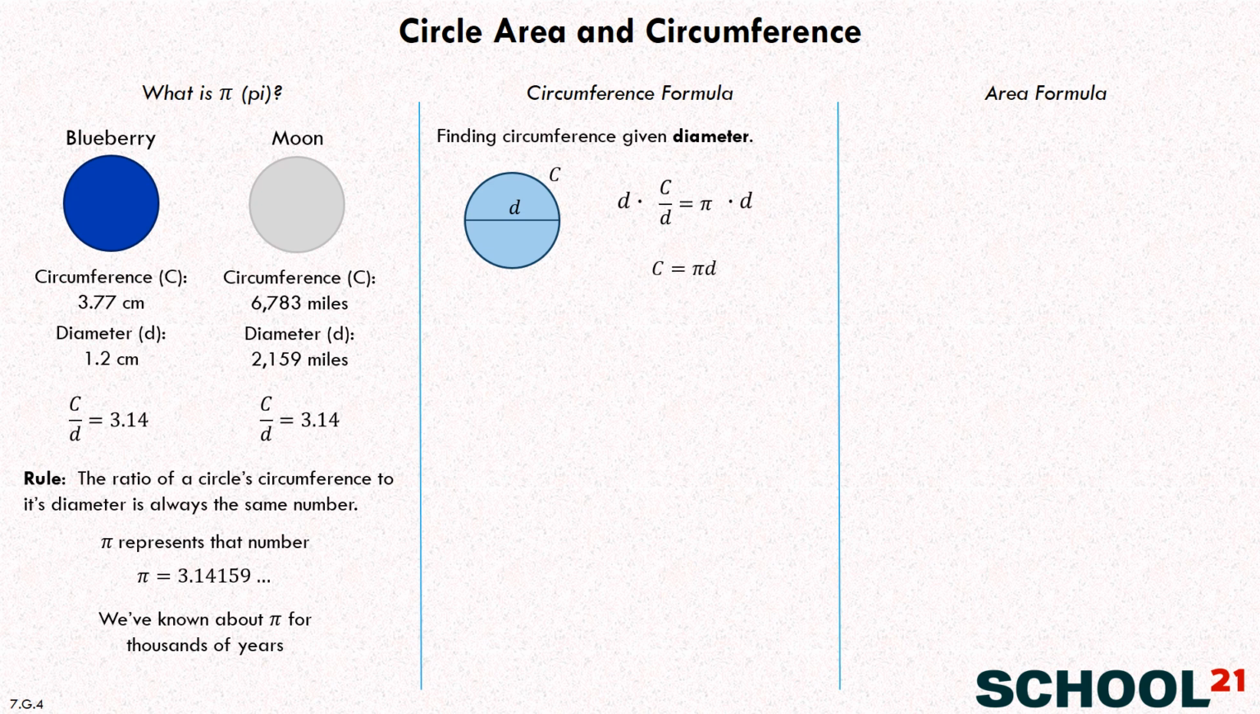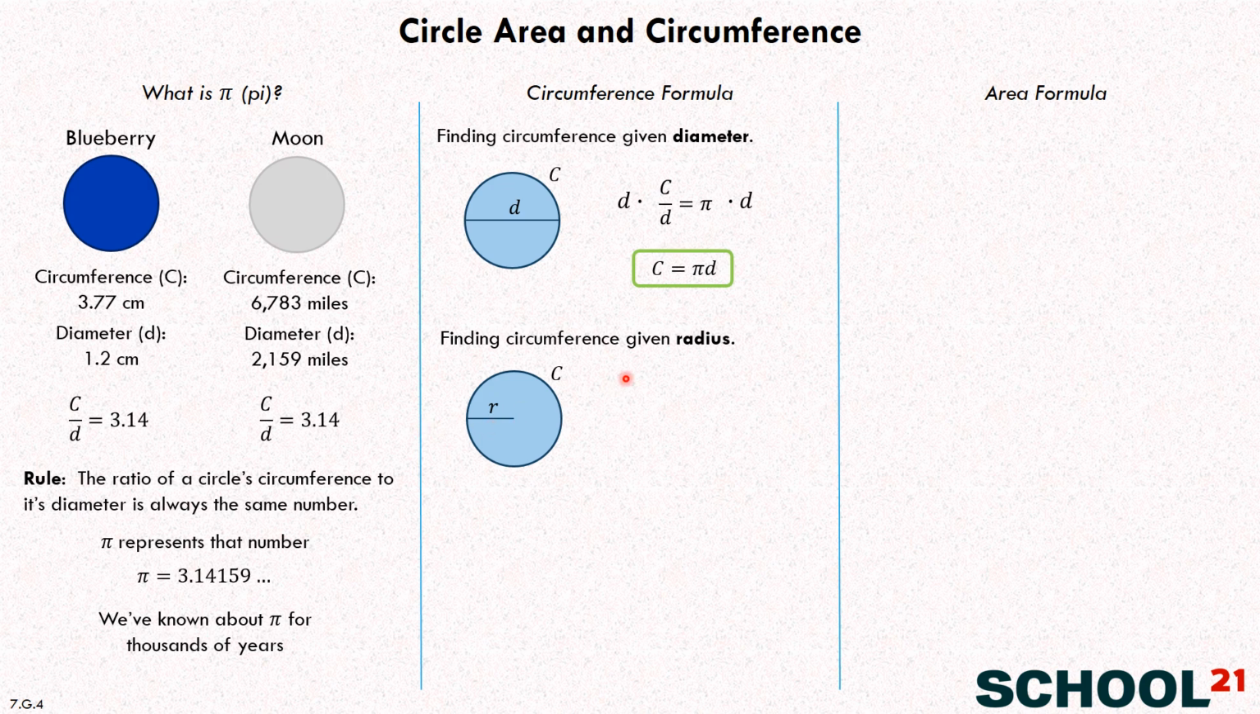And the D's will cancel out on the left-hand side, or divide to be 1. And on the right-hand side, you'll just have pi times D. So then our circumference formula becomes C equals pi D. So anytime you're given the diameter of a circle, you can find its circumference just by multiplying it by pi. Now, a lot of times you're not given the diameter, you're given the radius. So that's just half of a diameter, obviously. It's the distance from the center of the circle out to the edge of the circle.